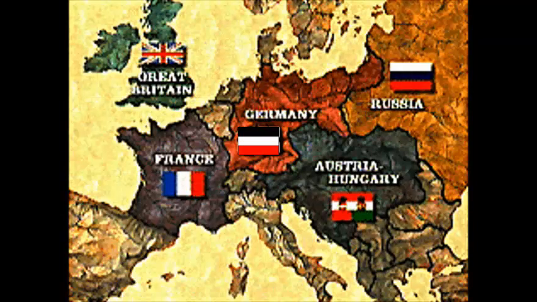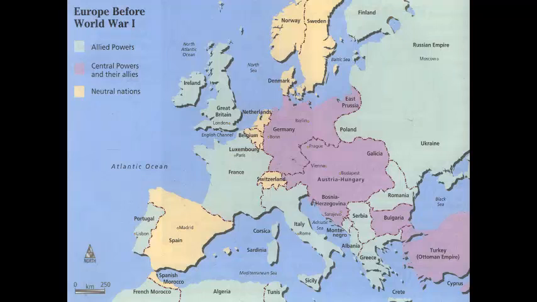So this map here just shows you where these countries were in Europe. And again, here's how the alliances look. Here's another map of how it looked.